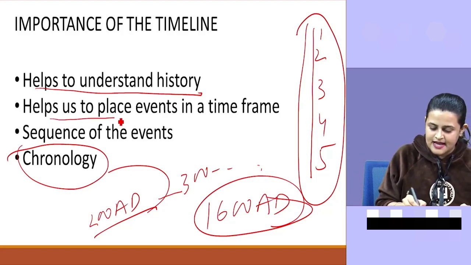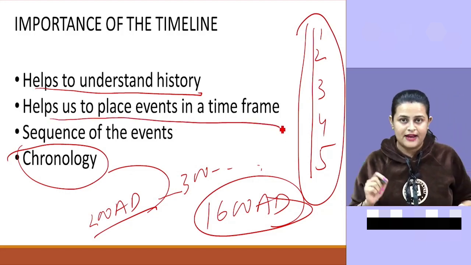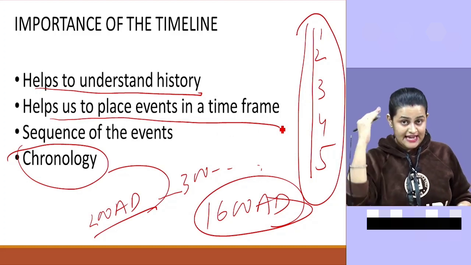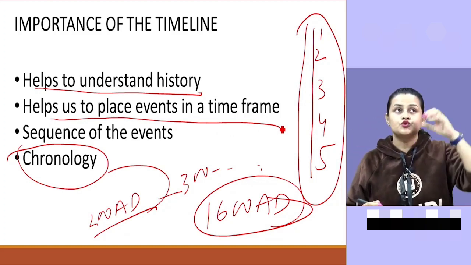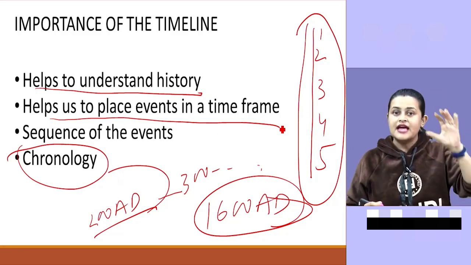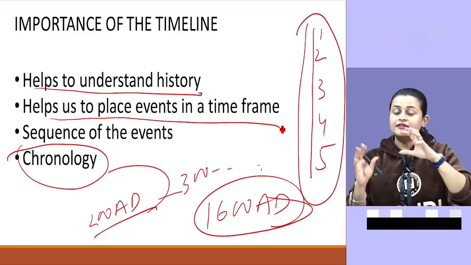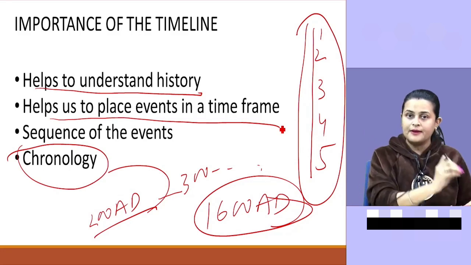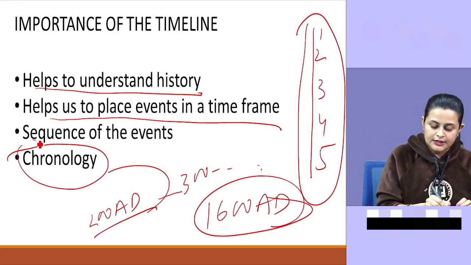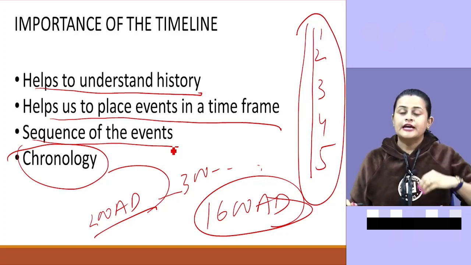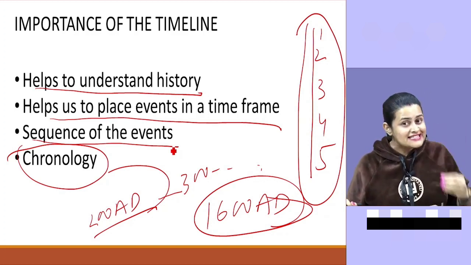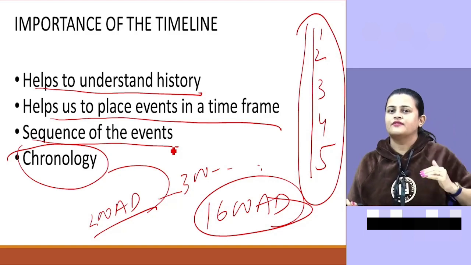Second, it helps us to place events in a time frame. When we know the dates or the years, it becomes easier for us to put the events in a time frame, when they actually belong. Third, the sequence of the events. Through the timeline or dating system, we can easily understand the sequence of events.